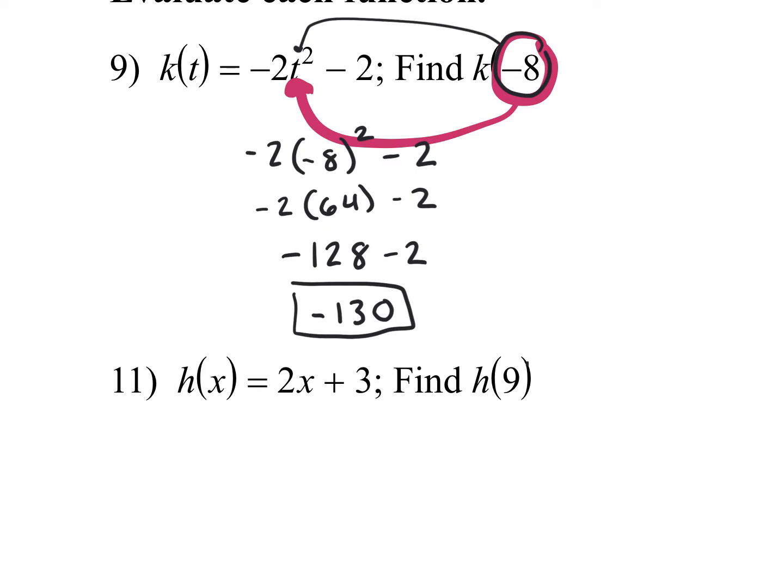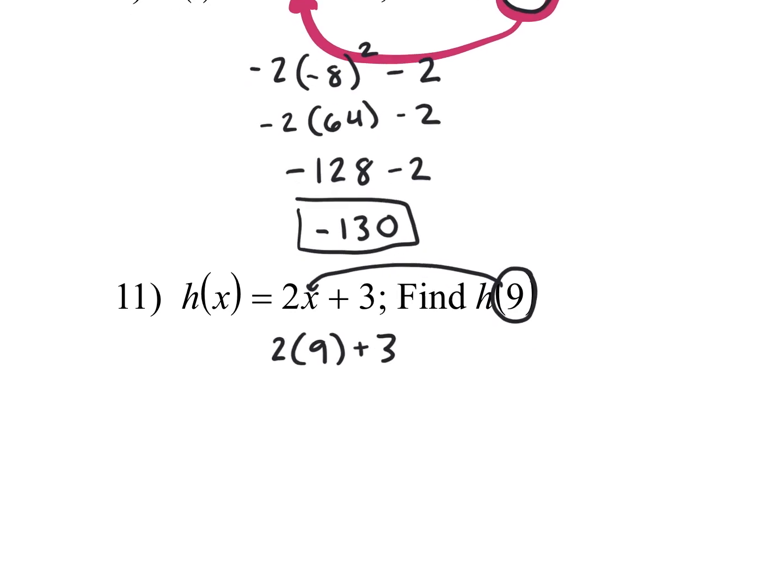For number 11, I do the same thing. I take whatever's inside the parentheses here and plug it into my variable. So 2 times 9 plus 3. So I have to do multiplication first. 2 times 9 is 18. And 18 plus 3 would be 21.